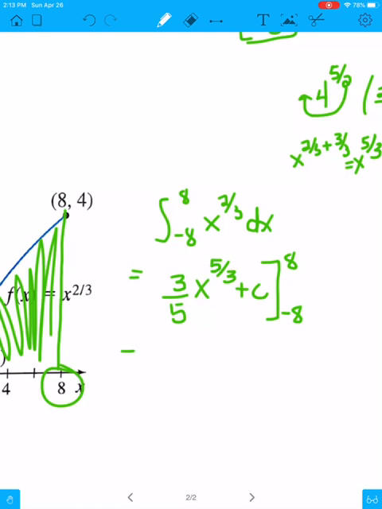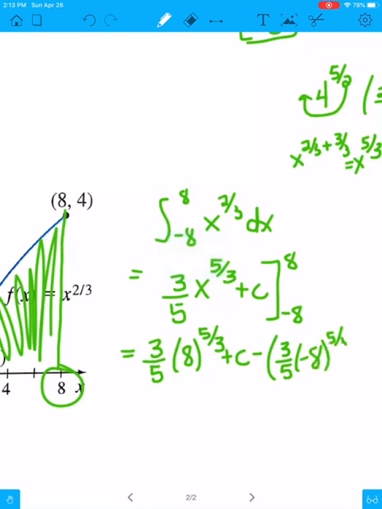And so then I have to fill in the 8 first. So 3/5, 8 to the 5/3 plus c minus 3/5, -8 to the 5/3 plus c.